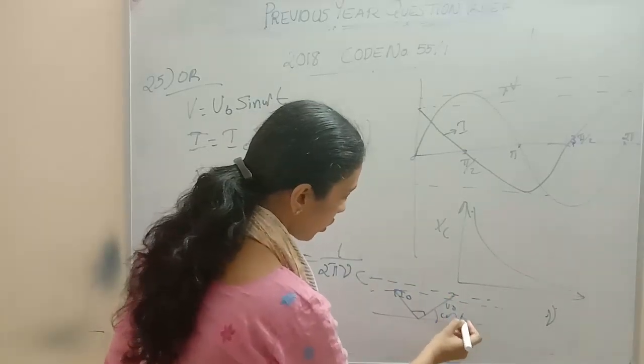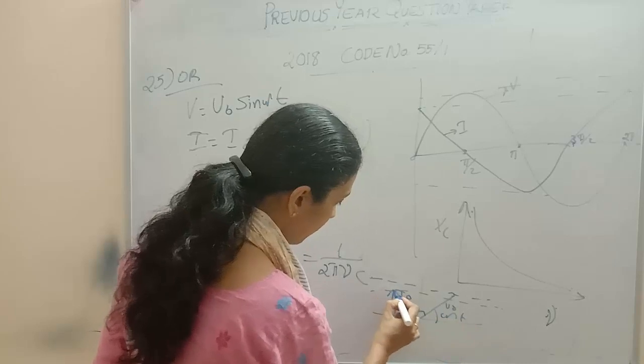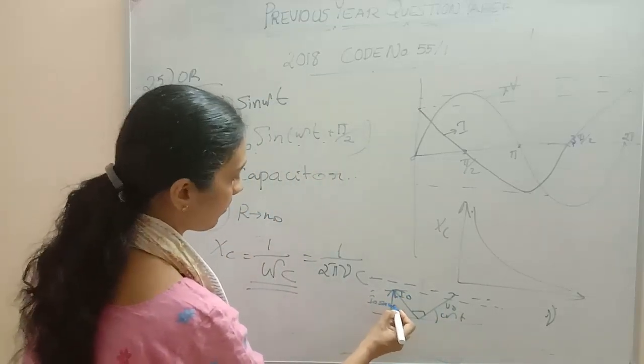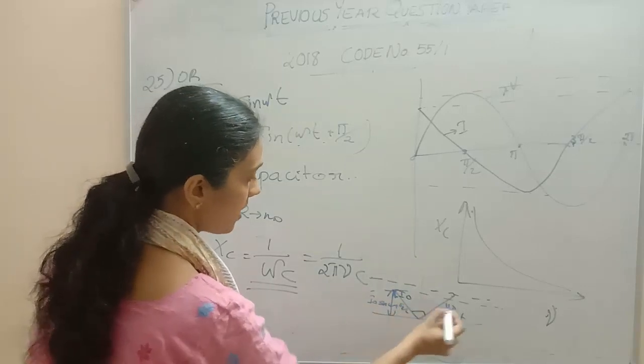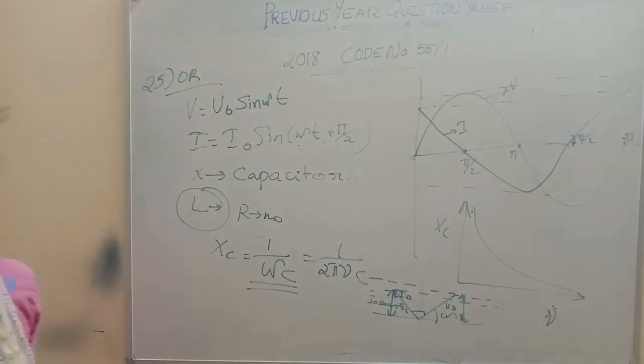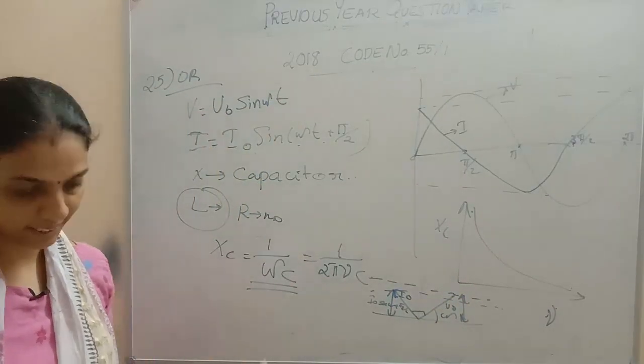This is representing omega t. This is I0 sin(omega t plus pi by 2), and this is V0 sin(omega t). Okay, so this is how it will be representing the phasor diagram.